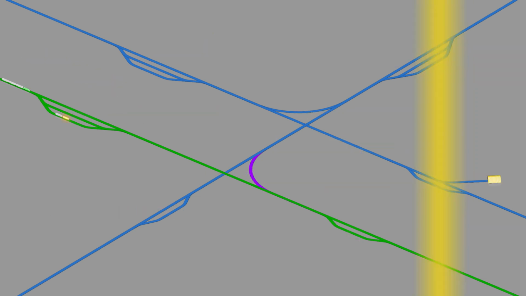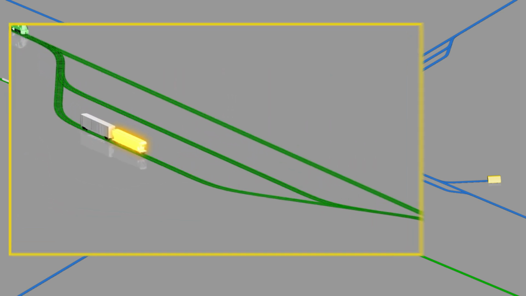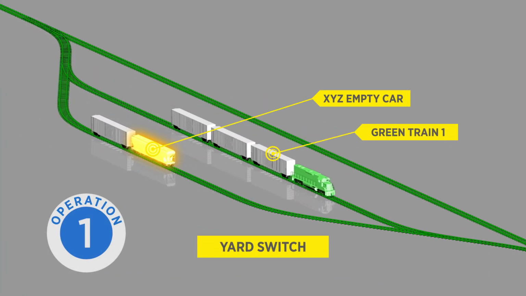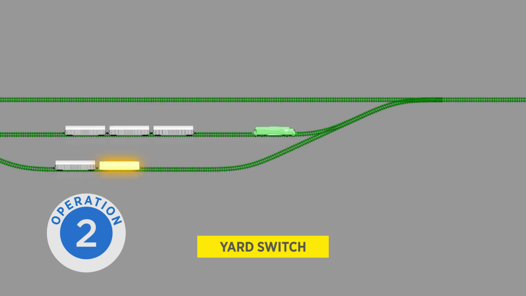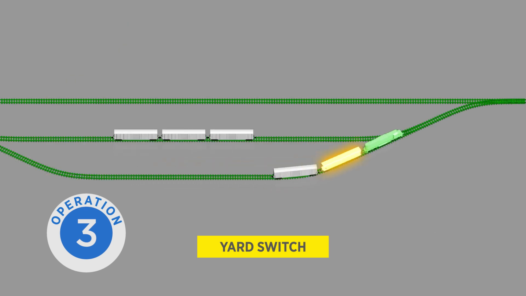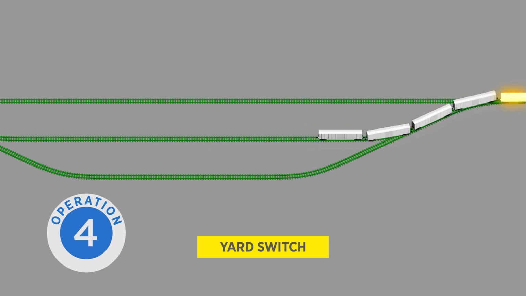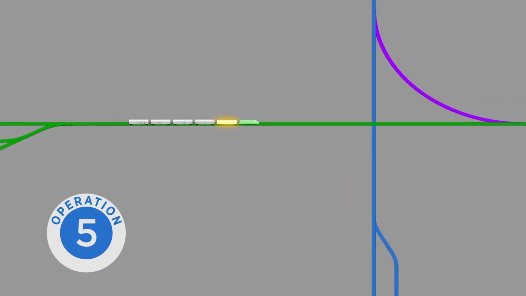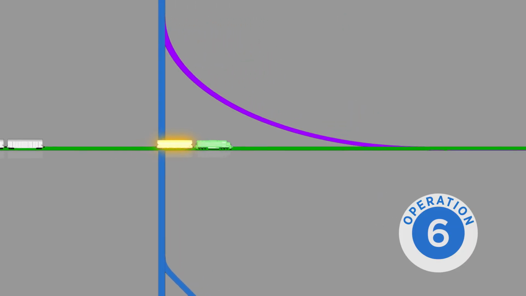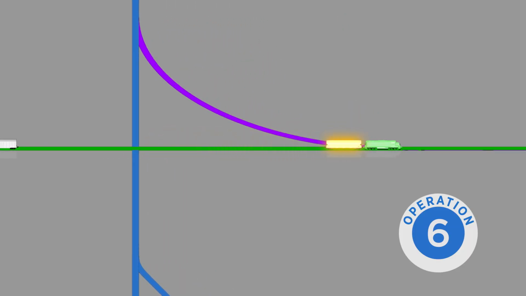At its yard, Green Railroad uses a yard switch to incorporate XYZ's empty car into Green Train 1. Green Train 1 moves the XYZ empty car from the Green Railroad yard to an interchange track, where Green Railroad and Blue Railroad exchange the car using an interchange.